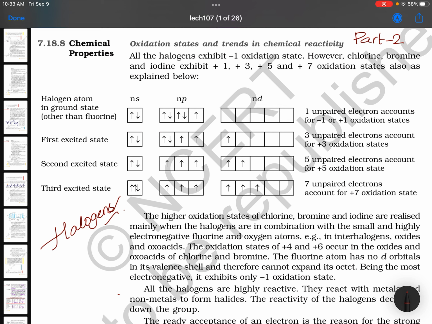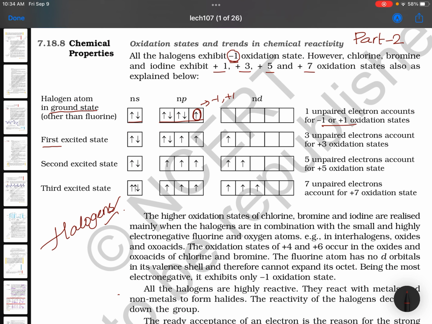Oxidation states and trends in chemical reactivity. Actually, as these are non-metals, you can expect -1 oxidation state here, and +1, +3, +5, +7 are also possible. When is +7 possible, +1 possible, +3 possible? Let us see. In the ground state electronic configuration, ns2 np5, one unpaired electron is there. Because of this unpaired electron, it shows -1 or +1.